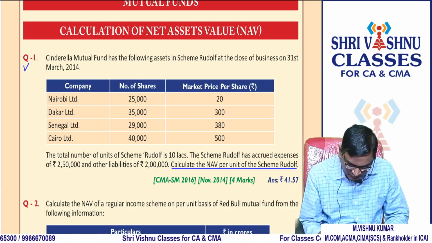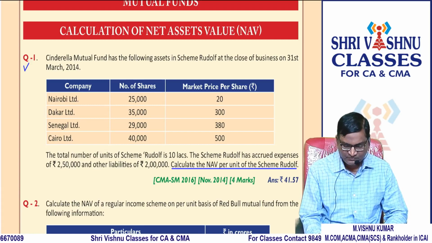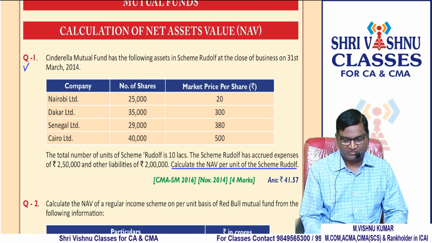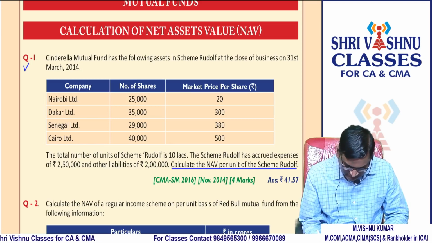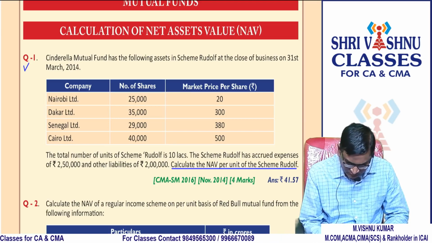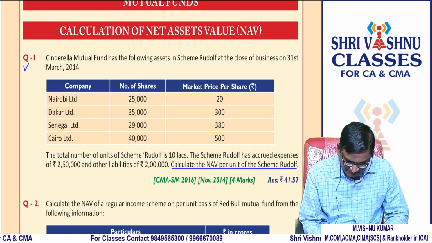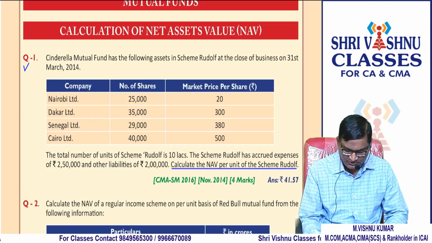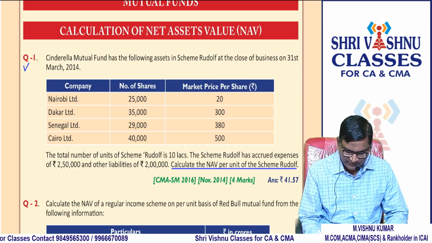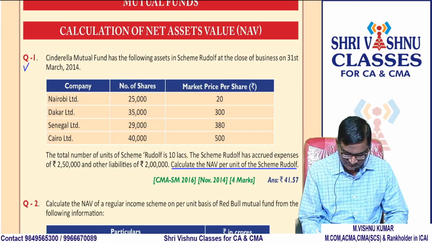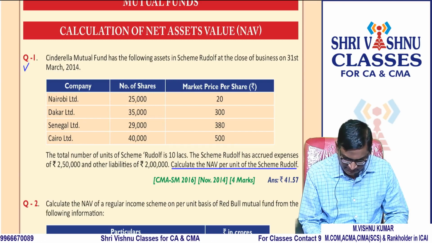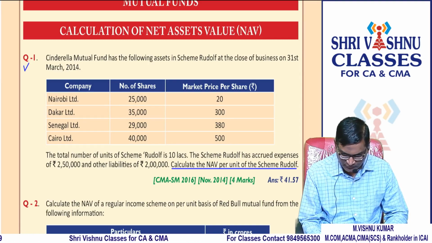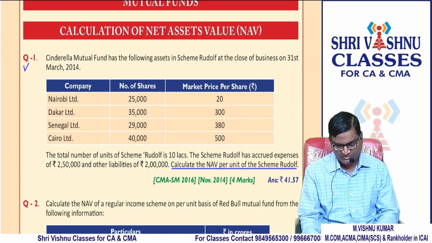From this market value of portfolio, we have to deduct liabilities and expenses. Accrued expenses will be 2,50,000, liabilities will be 2 lakhs. Other assets like cash in hand etc. are not available. So directly we will get the net assets, which will be divided by the number of units. Number of units will be 10 lakhs here.